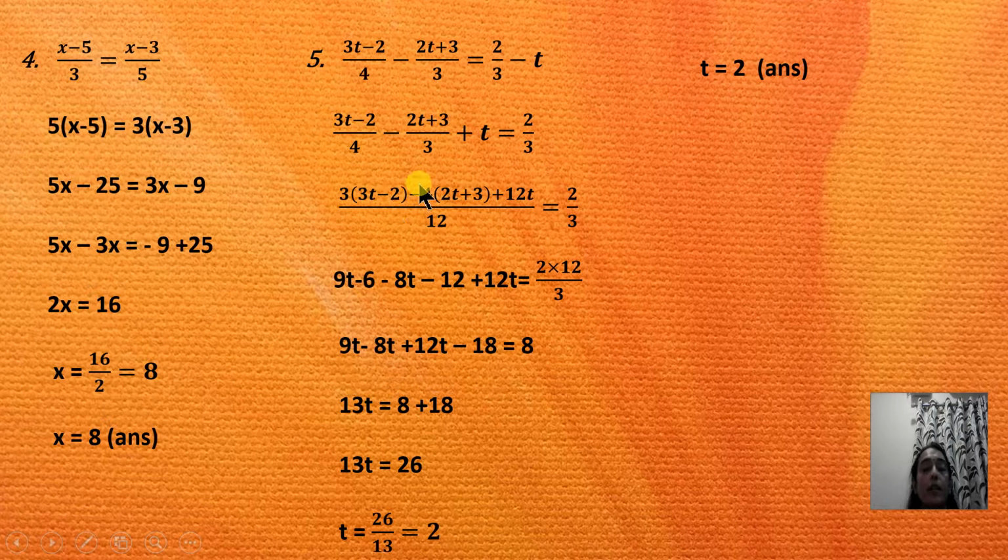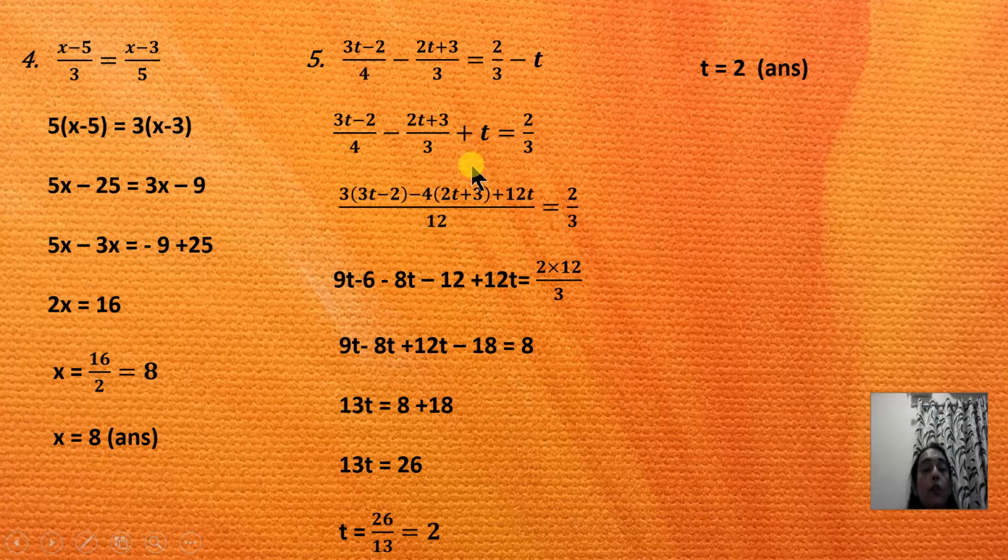This minus sign stays as it is. Now 3 fours are 12, so I will multiply whatever is in the numerator with 4. So 4 into (2t + 3), plus this t is alone, that is, its denominator is 1. And we know that 1 twelves are 12, so I will multiply the numerator with 12. So plus 12t upon 12, which is equal to 2 upon 3.